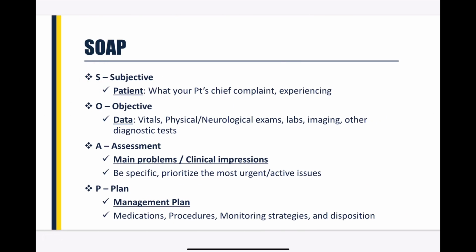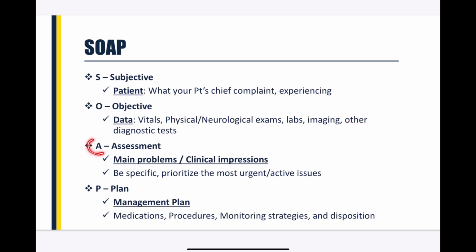S. Subjective. This is where you summarize the patient's own words, their symptoms, how they describe their condition, recent changes, concerns, essentially what the patient tells you. Think of this as the story from their perspective. O. Objective. Here we shift to the data, things we can measure, observe, or test. That includes vital signs, physical exam findings, neurological exam findings, labs like CBC, CMP, urine analysis, imaging like chest X-ray or EKG, and any other relevant diagnostic data.